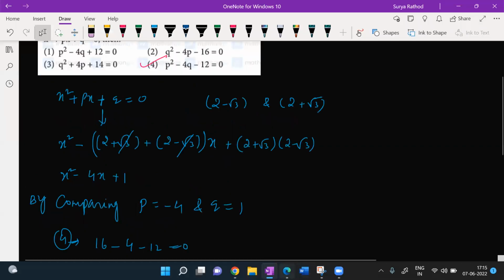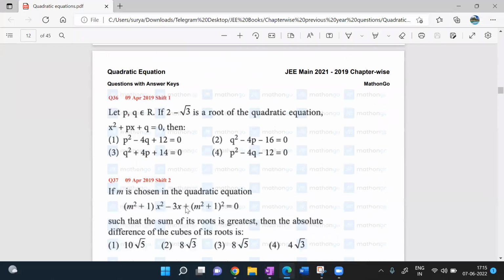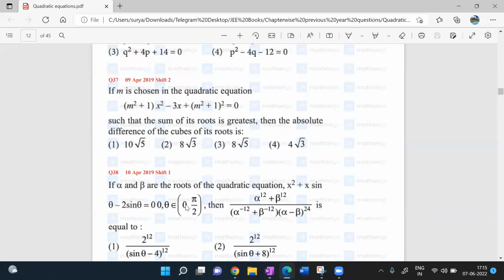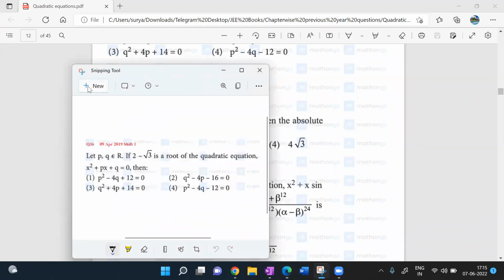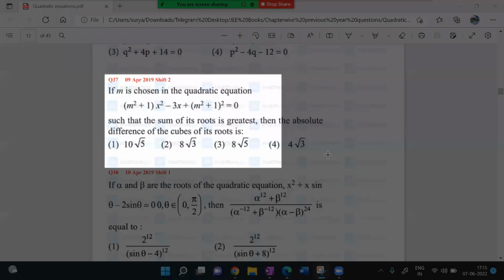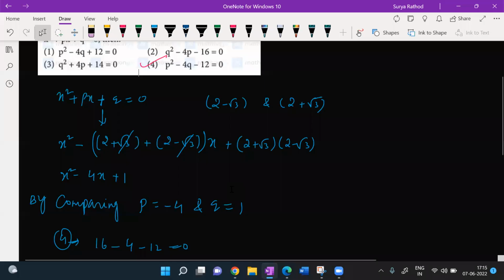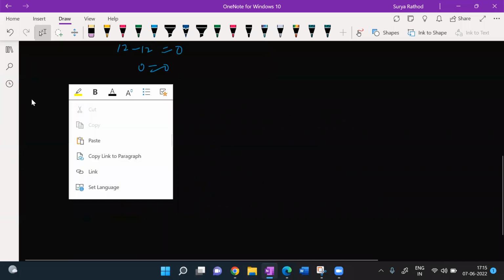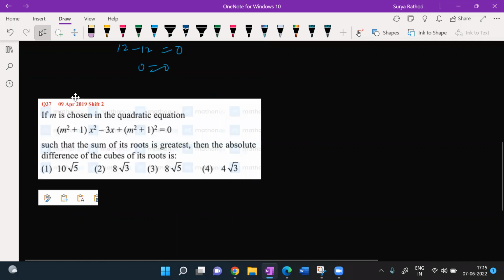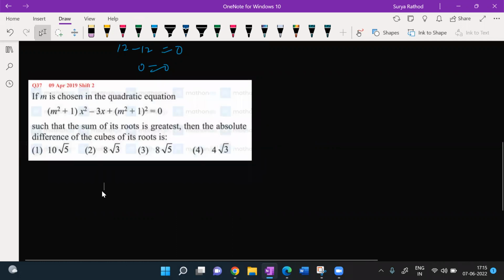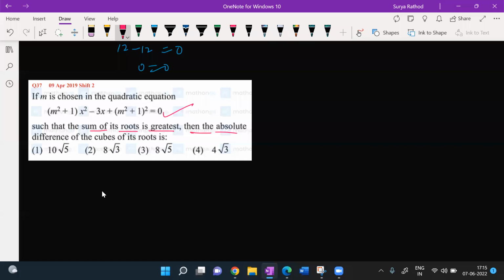Let me go for the next question without any delay. Solve this question. M is chosen in the quadratic equation given like this, such that the sum of its roots is greatest, then the absolute difference of the cubes of its roots is dash.